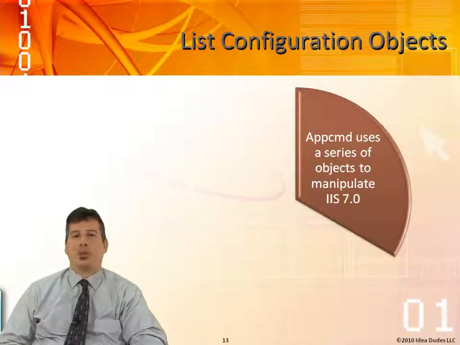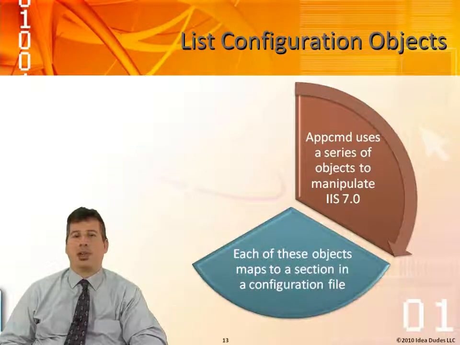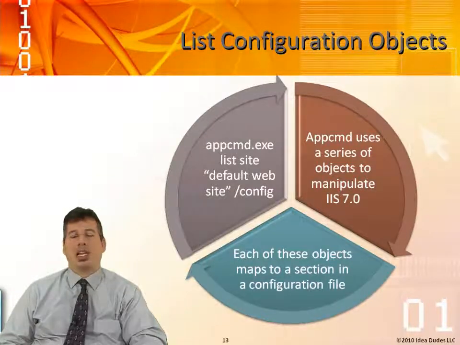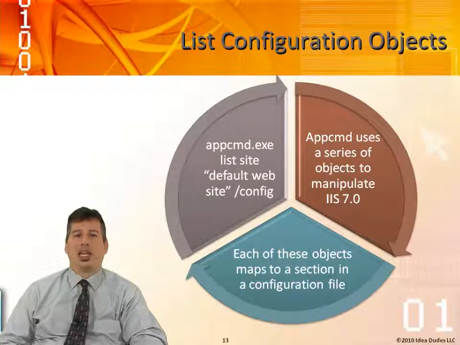List configuration options. The AppCmd command uses a series of objects to manipulate IIS 7.0. Each of these objects map to a section in the configuration file. AppCmd.exe list site, the default website, and what we're doing is looking at the configuration of the default website.